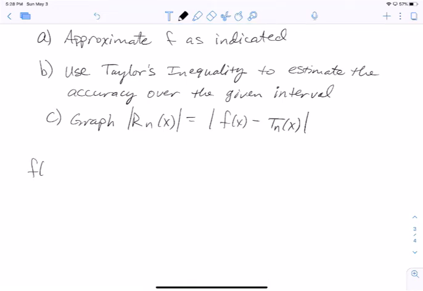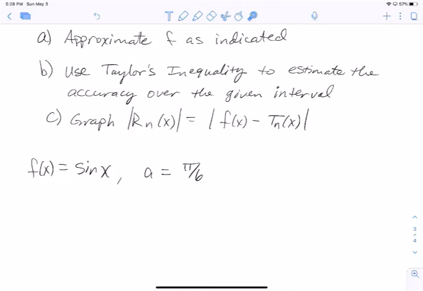Given a function f of x is equal to the sine of x with a equaling pi over 6, we're going to approximate f as indicated, use Taylor's inequality to estimate the accuracy over a given interval, and graph the remainder function r sub n of x.